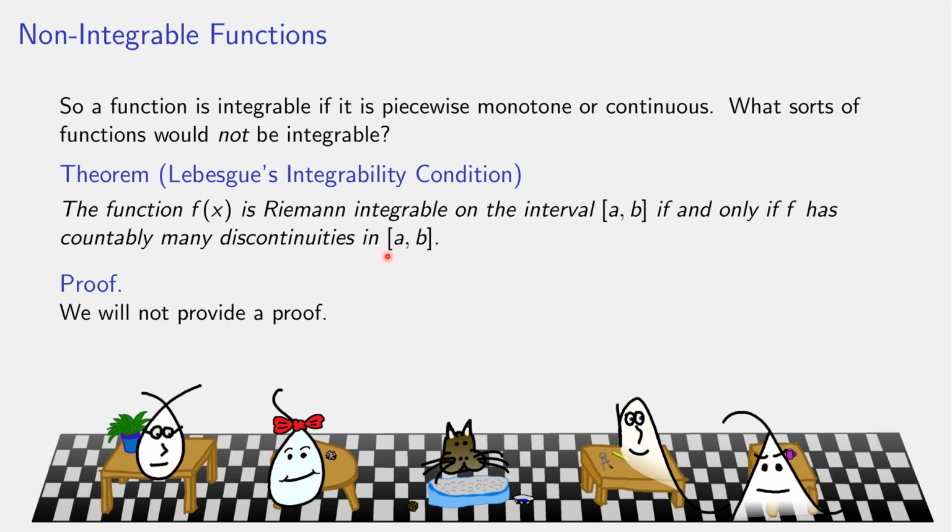So the indicator function of the rationals, remember, was discontinuous everywhere. So on any interval, the set of discontinuities is the entire interval, which is an uncountable set. But anything you could try to cook up, if the set of discontinuities is countably infinite, it will be integrable. Okay, but we're not going to prove it, as I said. Yeah, it's a little too bad. It's not the worst proof in the world, it's just a bit beyond what we want to get into.